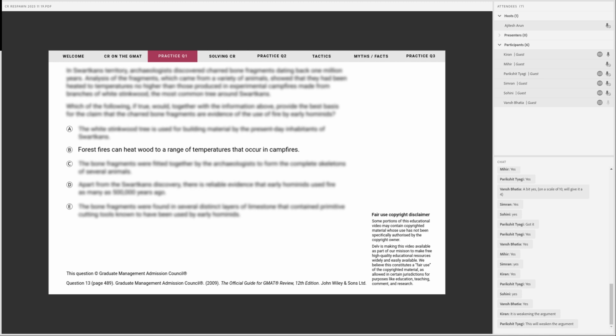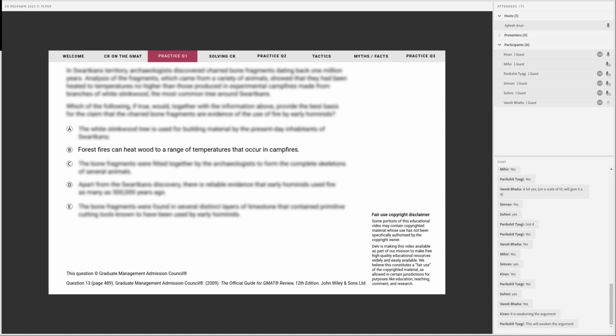Yeah, in the question stem, it was told that we have to submit evidence which shows that those historians, someone used the fire. But here it is saying that they haven't used the fire. Only these forest fires caused the fragment charms to heat. Good. I think you've got it.